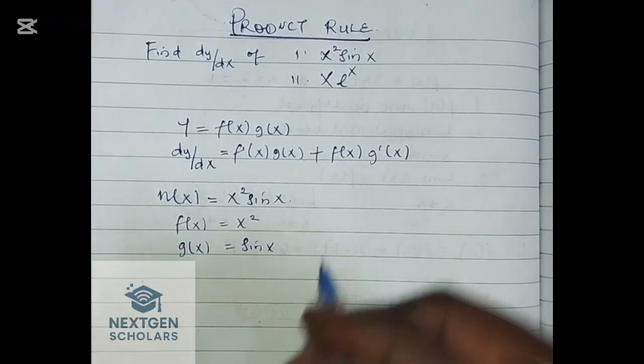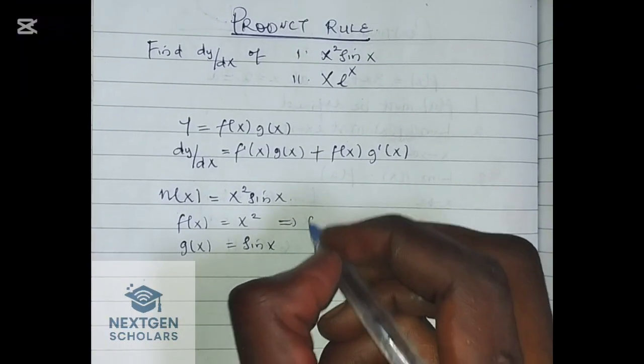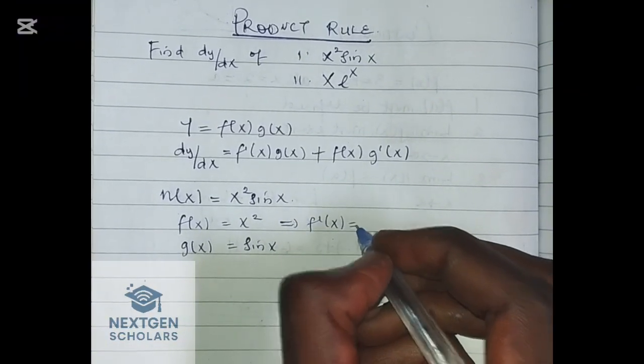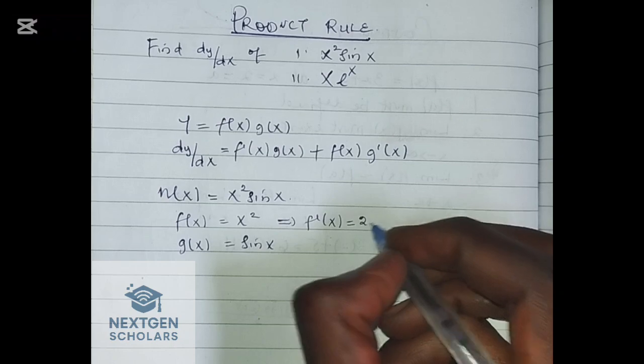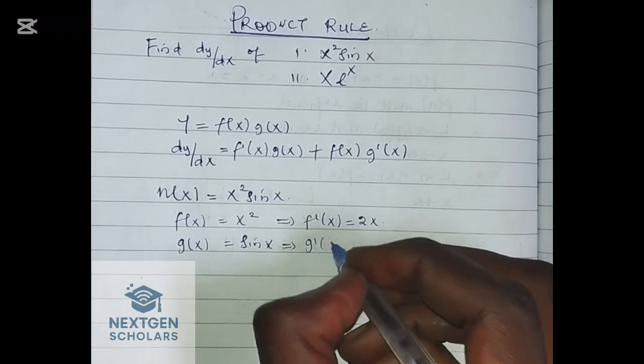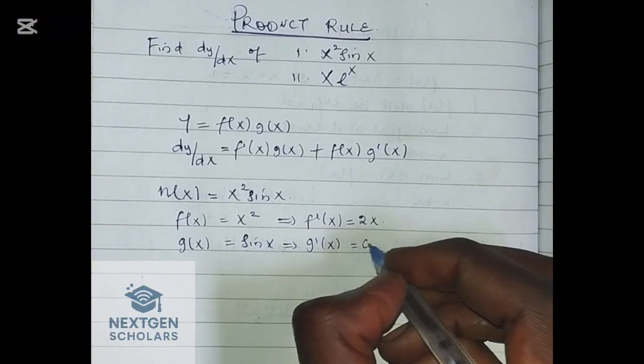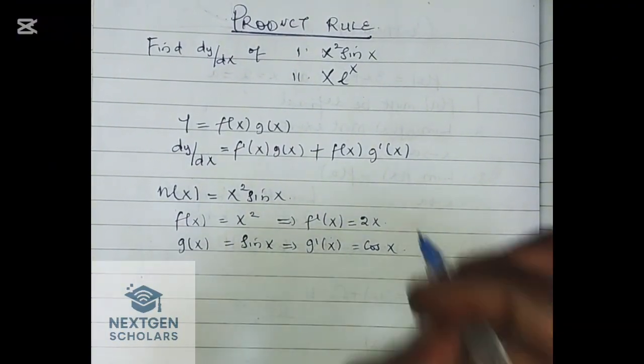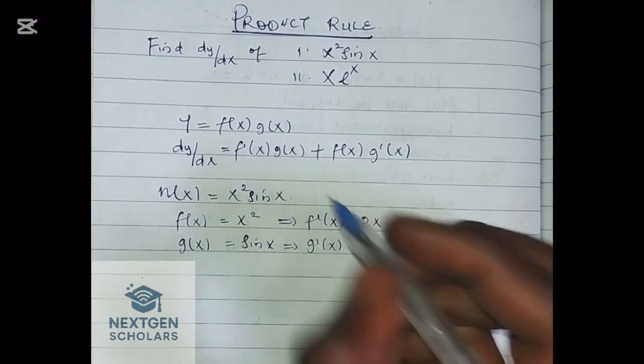If this is true, this will imply that f prime of x here, by the power rule, will be equal to 2x. And g prime of x will be equal to cosine of x. Let's apply this rule here and see what we get.